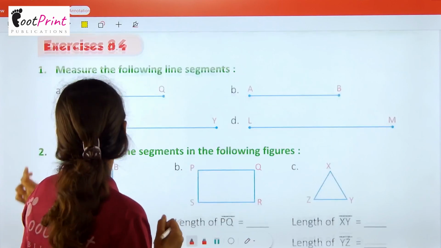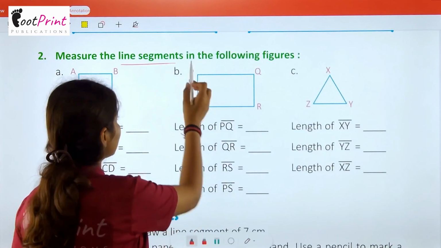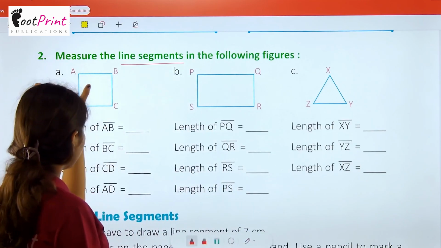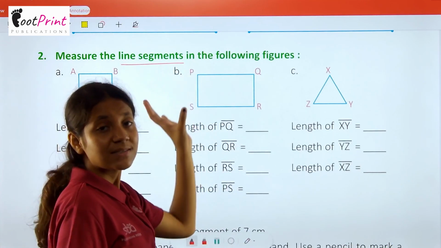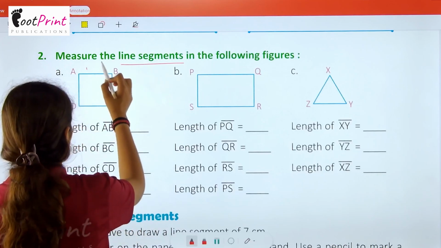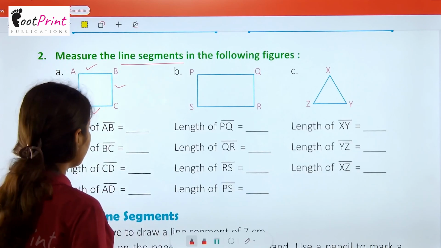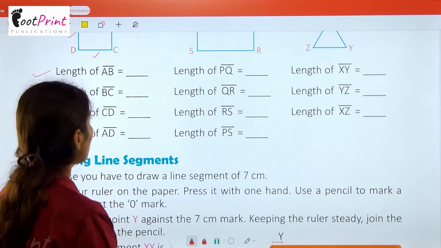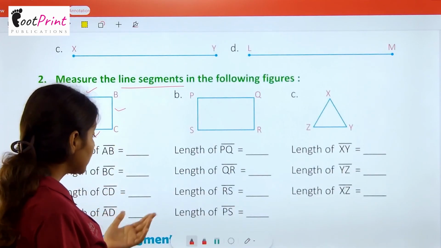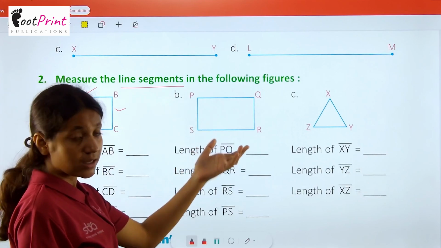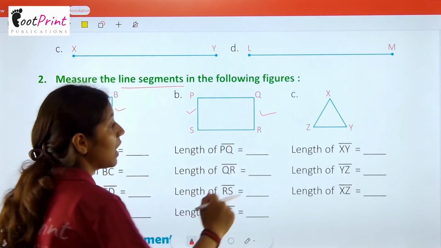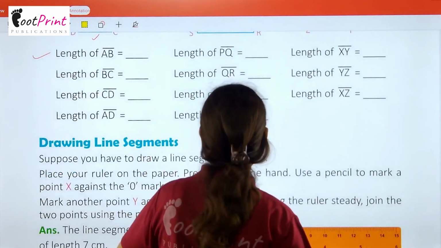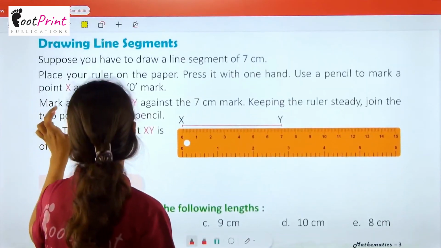Okay, now in question number 2, measure the line segment in the following figures. Simply you have to take a ruler, place it like this, and just measure the length of these line segments. Then you have to fill here the length of AB, the length of BC, and because this is a square, you will see all the sides are equal. This is a rectangle, so you will see that opposite sides are of equal length. Similarly, this is a triangle, and then you have to write here the measure of these lengths.